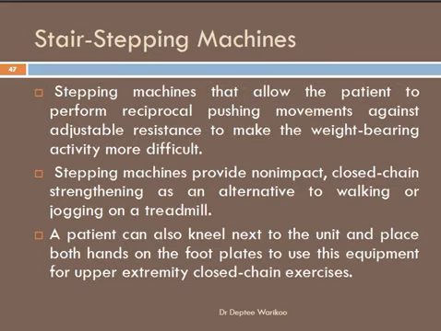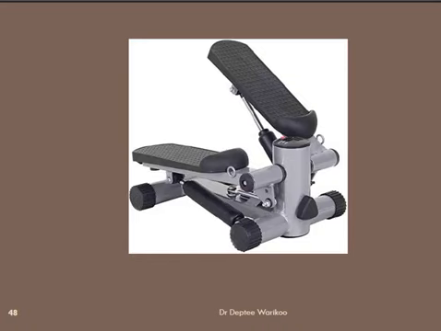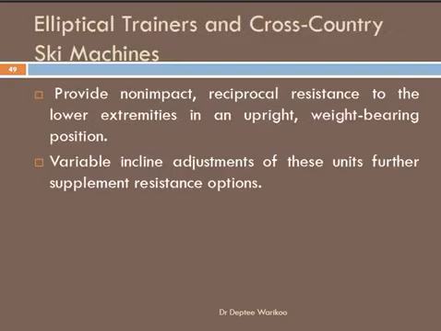Then steppers, stair stepping machines. Stepping machines allow the patient to perform reciprocal pushing movements against adjustable resistance to make the weight bearing activities more difficult. Stepping machines provide non-impact closed chain strengthening. A patient can also kneel next to the unit and place both hands on the foot plates and can use it for upper extremity closed chain exercises. So for both lower and upper extremity you can use the stepper. For lower, place your feet; for upper, lean down and place your hands on it.